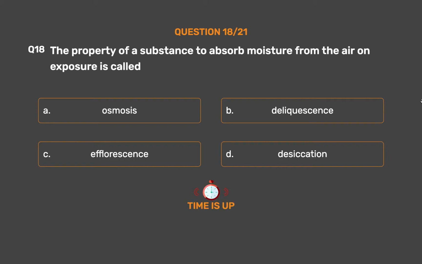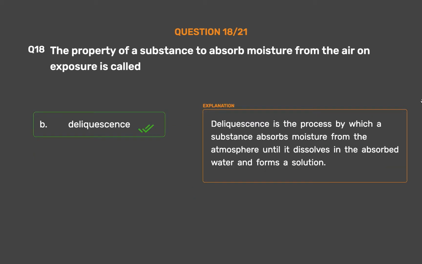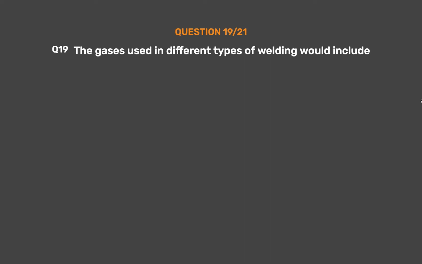The correct answer is option B, deliquescence. Deliquescence is the process by which a substance absorbs moisture from the atmosphere until it dissolves in the absorbed water and forms a solution.